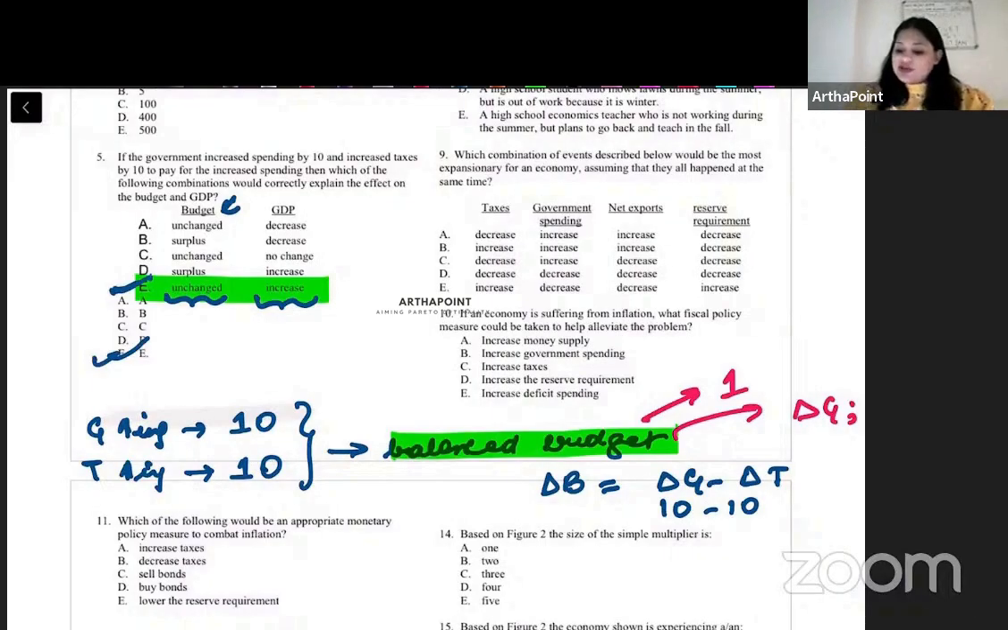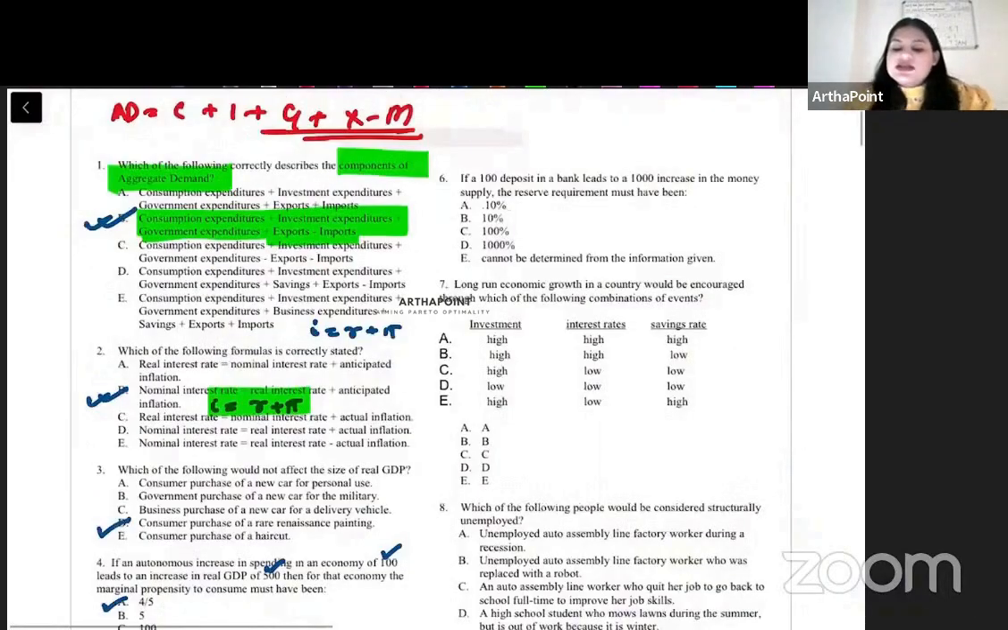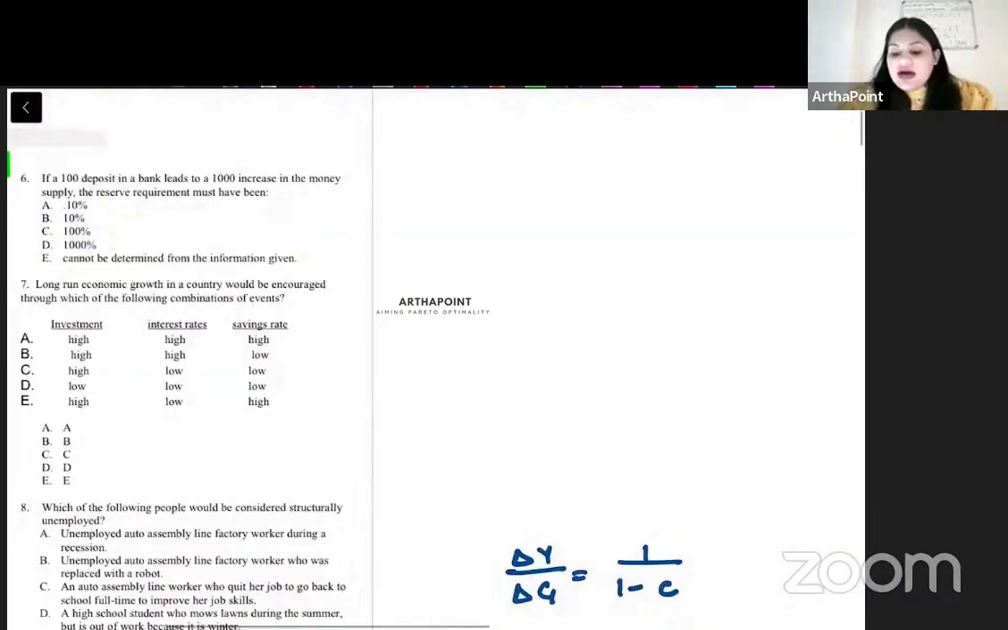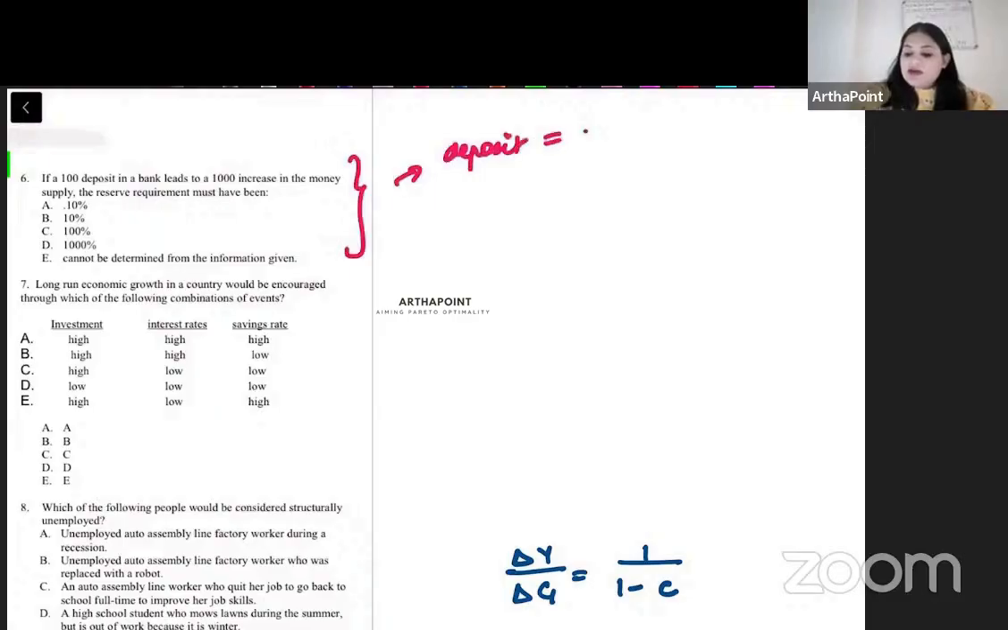Okay, come to the next question. It says if a 100 deposit in a bank leads to a 1,000 increase in money supply, the reserve requirement must have been. So basically it says that how much money are you depositing, beta? Deposit is 100 and money supply is changing by 1,000. So how do we define the multiplier?